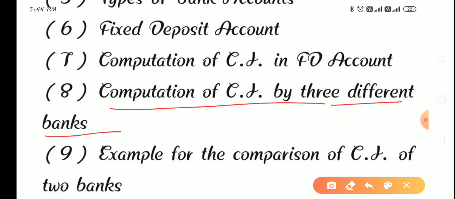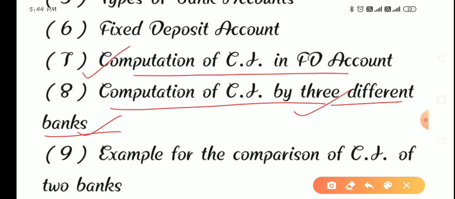In some banks, compound interest is calculated half yearly. In some banks, compound interest is calculated yearly. So this may be the difference. That's why I have written the general method of computation of compound interest in FD account, and the method of calculating compound interest by the three different banks which you will see.